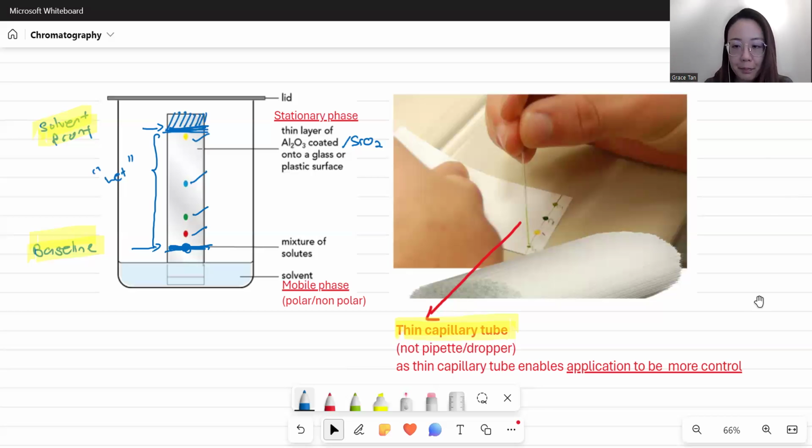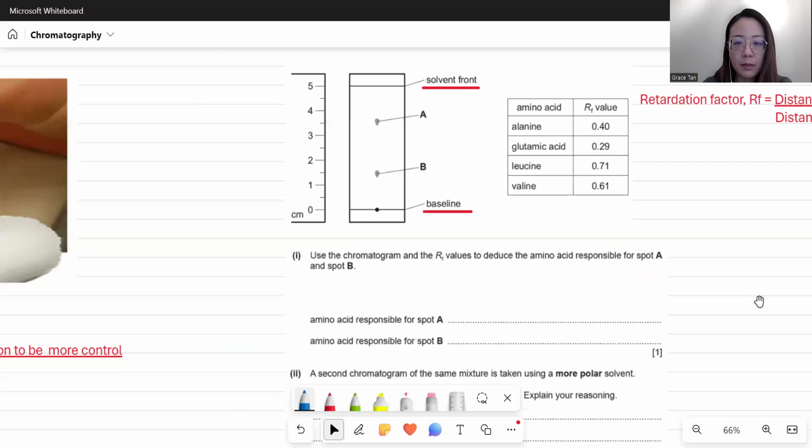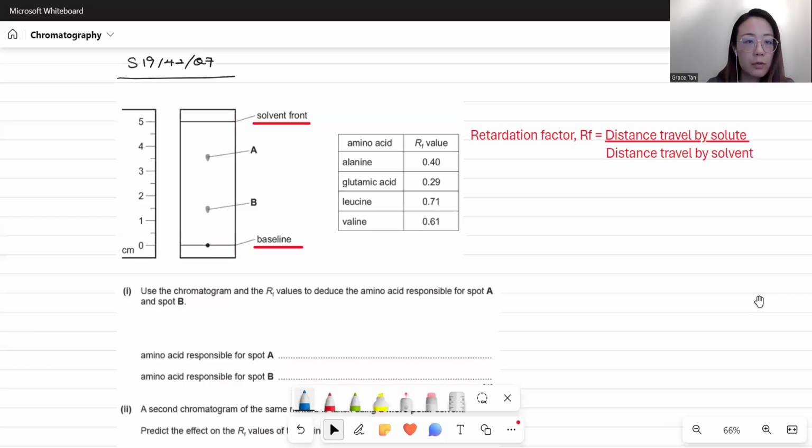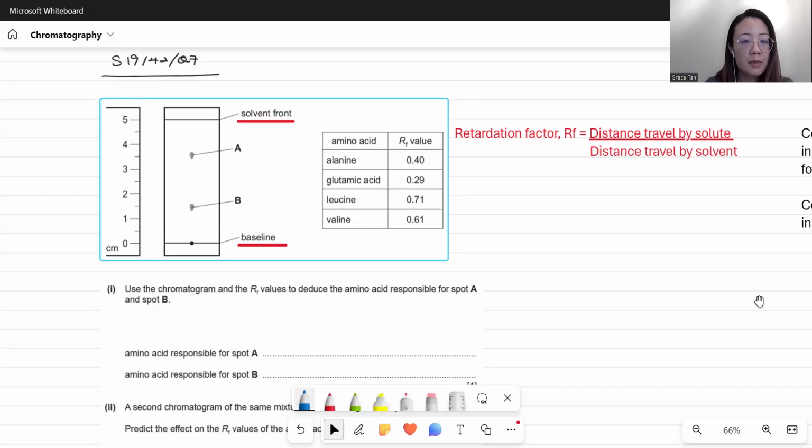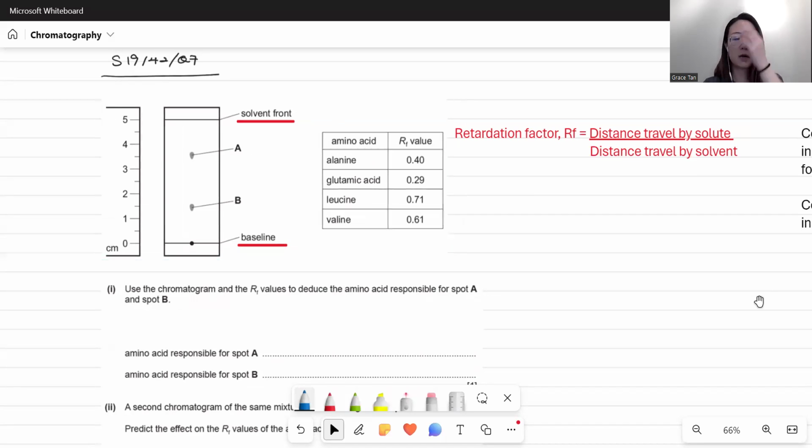All right. Now, we shall proceed with one particular past year here, which is a summer 1942, question 7. I'm going to continue using this past year to teach you how do we quantify and identify after you run your thin layer chromatography experiment. So over here, you can see this is your baseline. This is your solvent front. And your examiner has given you a so-called ruler printed on your question paper, and they gave you some RF value. So let's learn what is RF value.